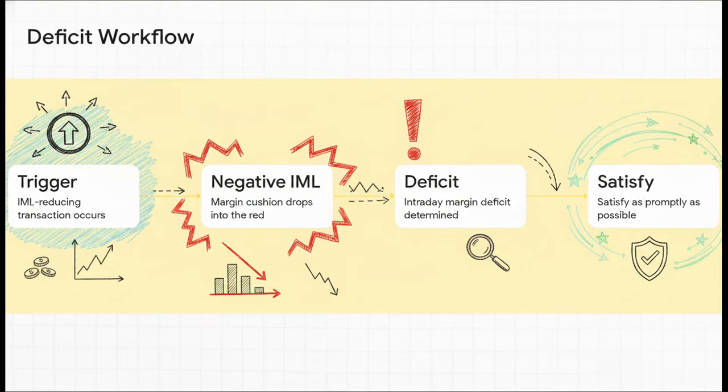So let's move on and see how this actually builds into Ollie's workflow. It's basically a four-step chain reaction. Step 1, Cara triggers that IML-reducing transaction by trading or impulsively pulling out cash for Vegas. Step 2, that action plunges her margin cushion right into the red, creating a negative intraday margin level. Step 3, because she hit the red, the firm determines an intraday margin deficit. And step 4, Cara has to satisfy that deficit as promptly as possible.